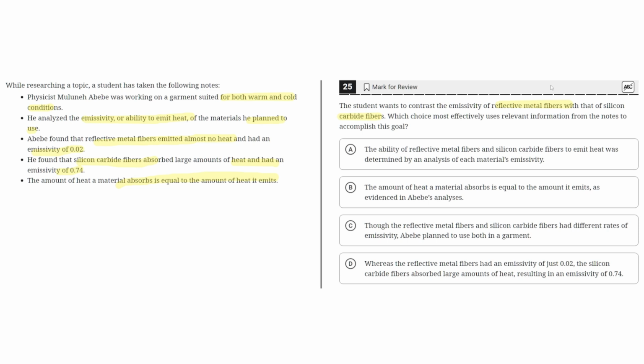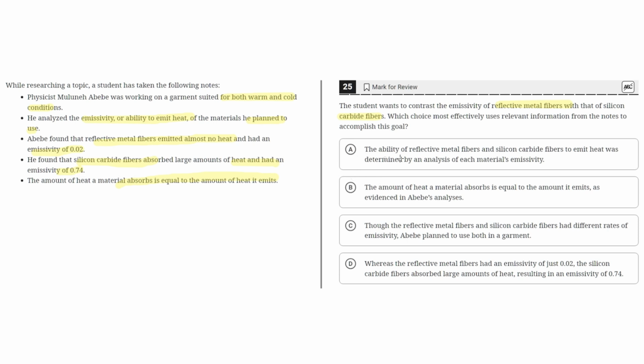So, the focus of the student is to contrast the emissivity of reflective metal fibers with that of silicon carbide fibers. So here in the text we can see that they highlight specifically how the reflective metal fibers had an emissivity of 0.02 and silicon carbide fibers had an emissivity of 0.74.